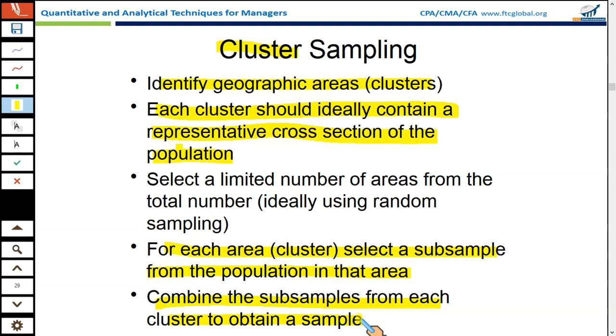Put together the data from each sample group to form one big sample, and you use this to help you gather data more easily when studying large populations spread out over wide areas, like we're talking about the working population in the US.